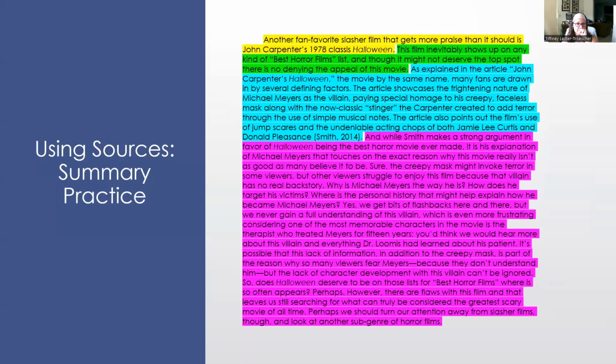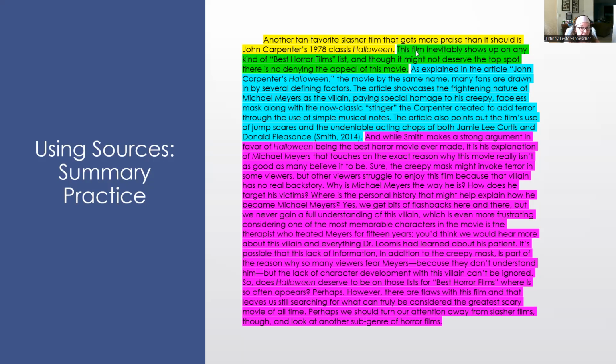Okay. So we have a paragraph here from an essay, and it looks like this essay is really looking at popular scary movies that get more credit than they deserve, that maybe aren't quite as good as people think they are, right? And this particular paragraph is going to talk about how Halloween is one of those movies. So we have our transitional topic sentence here in yellow. Another fan favorite slasher film that gets more praise than it should is John Carpenter's 1978 classic, Halloween.